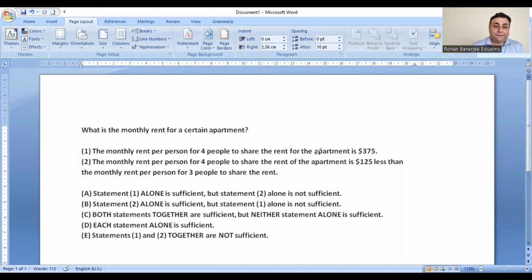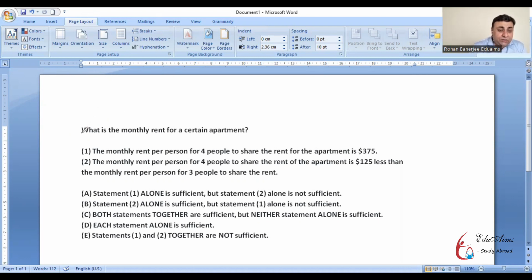Let's look at one of the data insight sample questions and see how to approach the question and how to come to an answer. Okay, let's look at one of the data sufficiency questions.